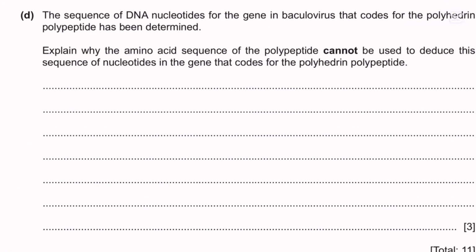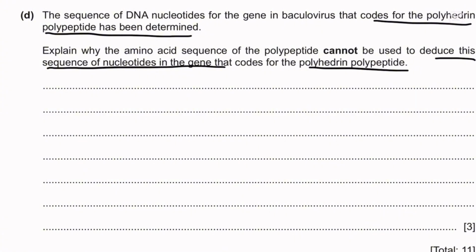The sequence of DNA nucleotides in the gene that codes for the polyhedron polypeptide has been determined. Okay, and he's saying explain why the amino acid sequence of the polypeptide cannot be used to deduce this sequence of nucleotides in the gene that codes for the polyhedron polypeptide. Okay, the reason the amino acid sequence cannot be used is because the genetic code states that 3 nucleotides code for a single amino acid, which means since we have 20 amino acids, we have 64 codons. So there's obviously a bunch more codons than there are amino acids, which means that we have 2 or 3 codons for a single amino acid, and so obviously you can't determine which codon is going to be the one in the gene.